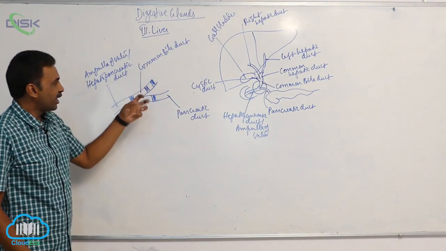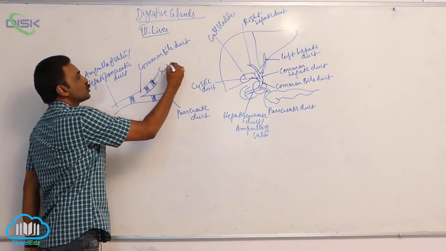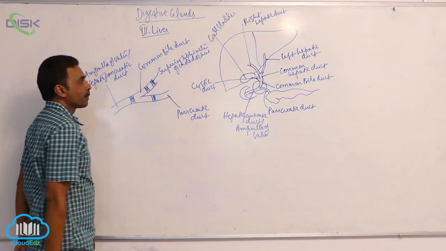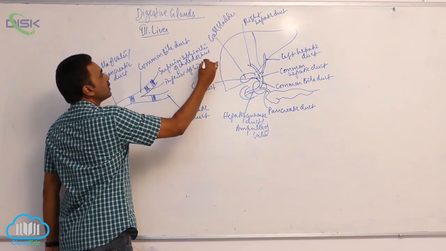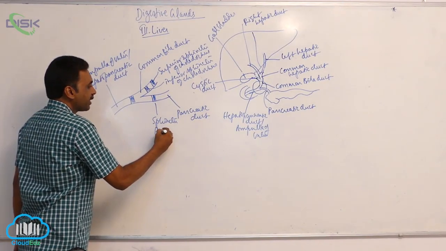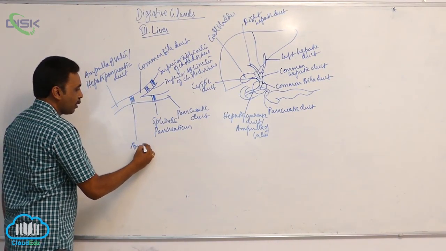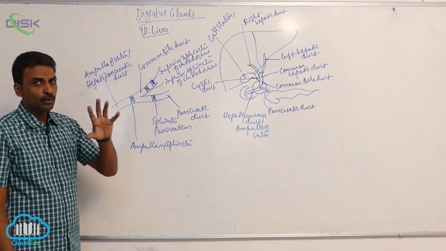Now here there are actually a group of four sphincters. This is superior sphincter of Choledochus. This sphincter is called inferior sphincter of Choledochus. This is sphincter pancreaticus. This is ampullary sphincter. There are actually four sphincters.